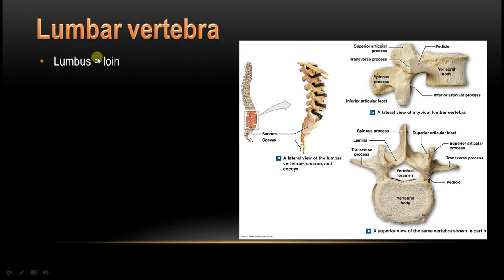So the term lumbar, lumbus, is actually the loin region. You know, we tie a loin cloth, meaning tying around your waist. The region is actually the loin region. Of the five lumbar vertebrae, the first four are typical and the fifth one is an atypical vertebra.